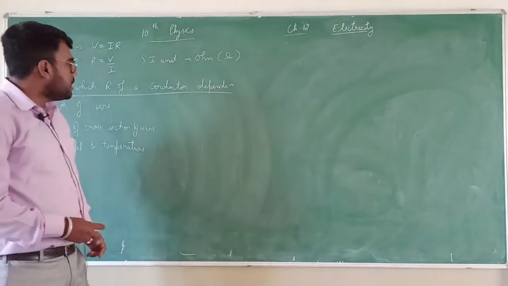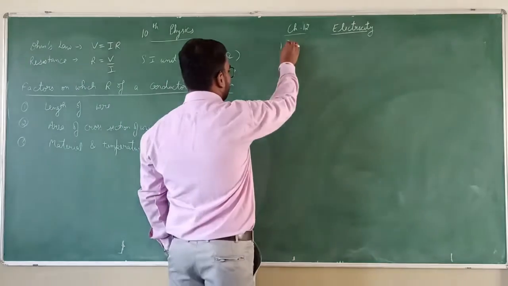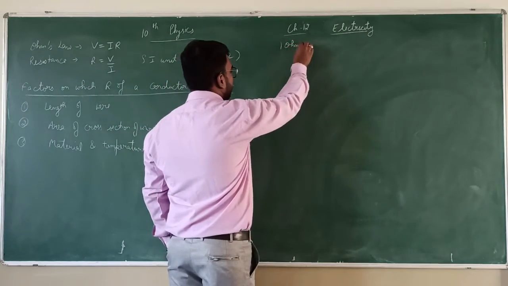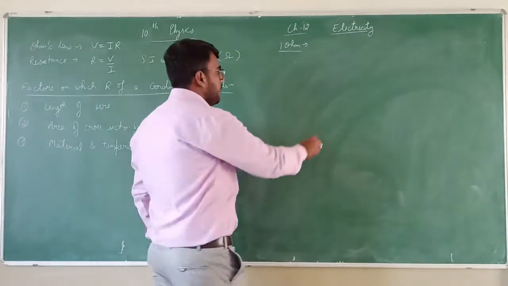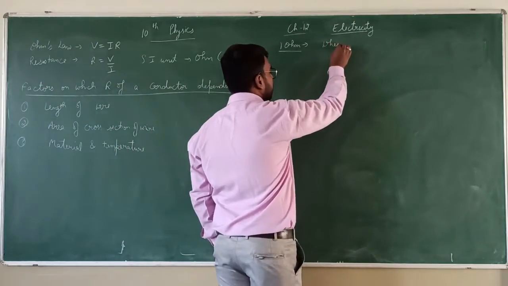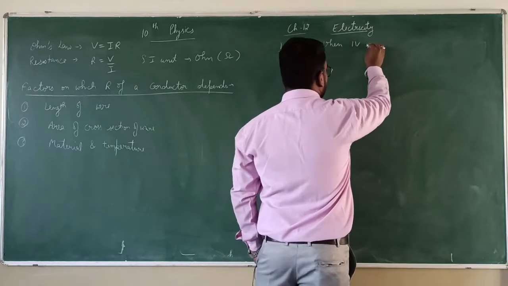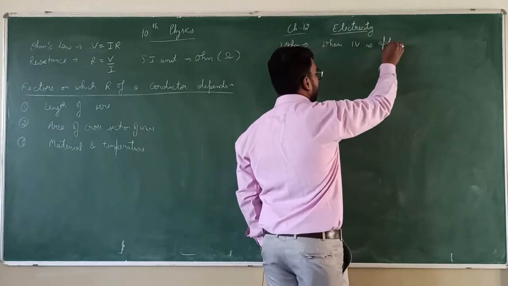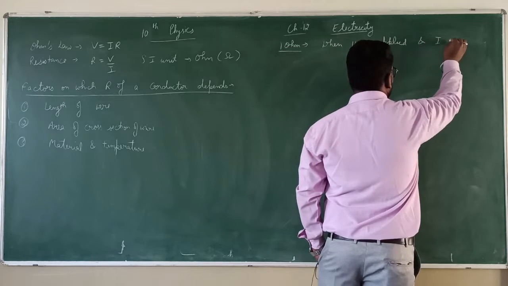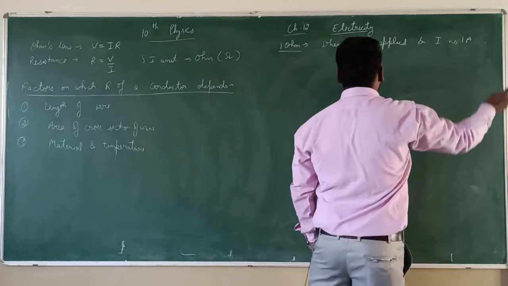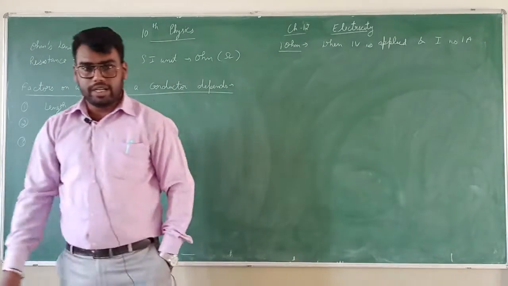If I ask what is 1 ohm, how will you define 1 ohm? You will define 1 ohm by using this formula: when 1 volt is applied and the current flow is 1 ampere, then we will say the resistance of that conductor is 1 ohm.